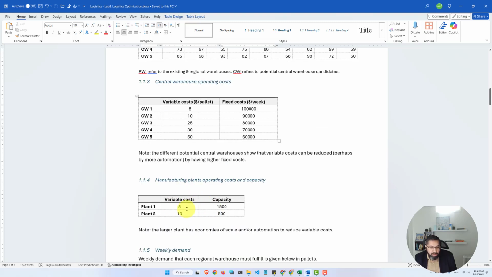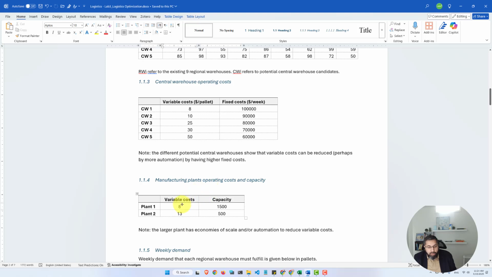Our plants also, probably they were opened at different times. This might be our original plant we started off with, a small plant when we were starting our business. It has high variable cost because it's probably older equipment, not very automated. And then maybe we opened a larger second plant when our business took off. And that has a lower variable cost and a higher capacity. The lower variable cost could be because of newer machines, better automation, things like that.